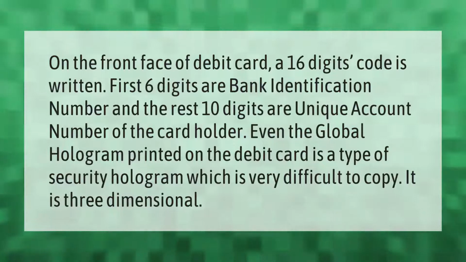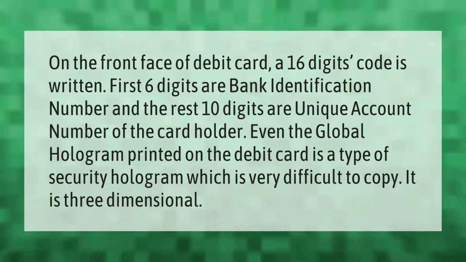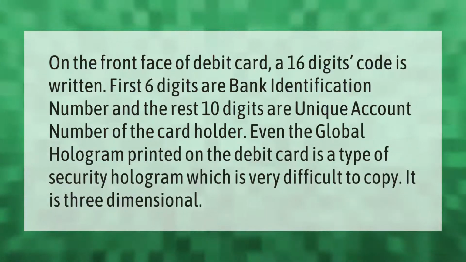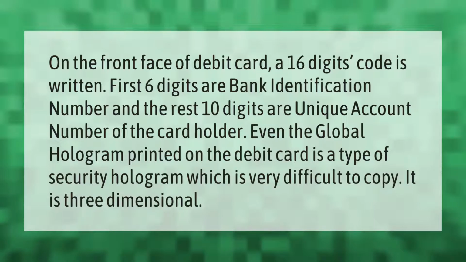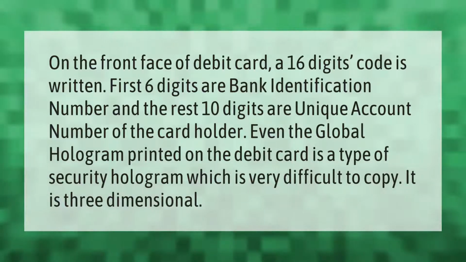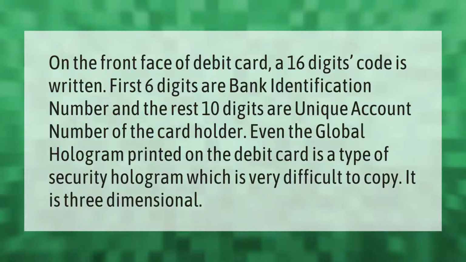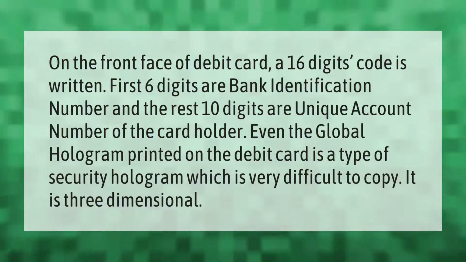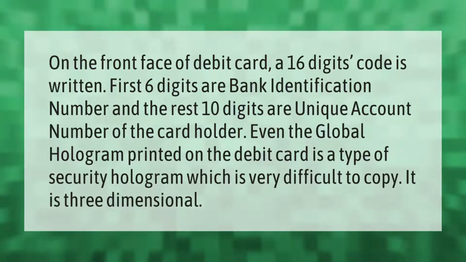On the front face of the debit card, a 16 digit code is written. The first 6 digits are the bank identification number and the remaining 10 digits are the unique account number of the card holder. Even the global hologram printed on the debit card is a type of security hologram which is very difficult to copy. It is three-dimensional.